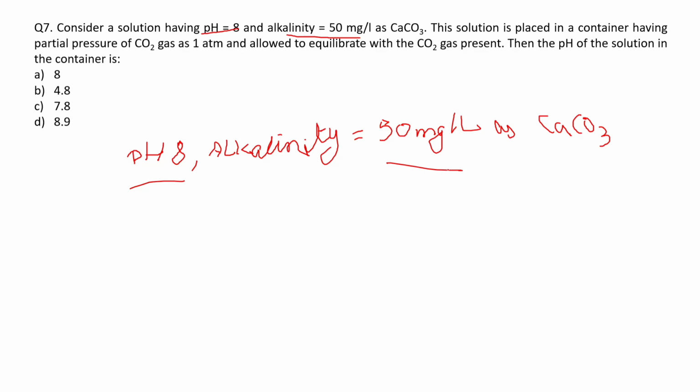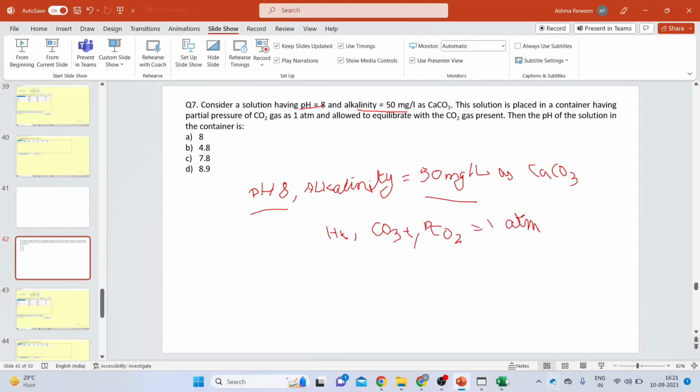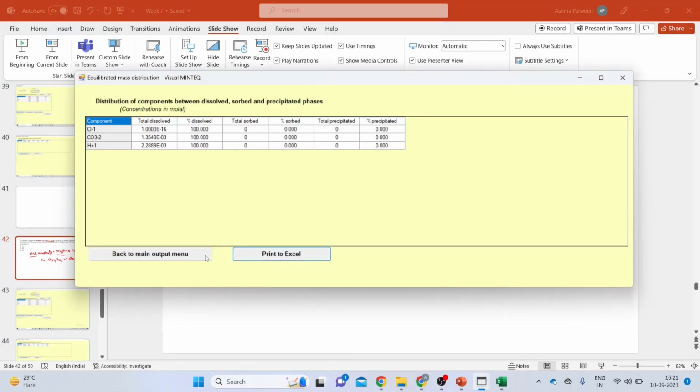And again, by getting the concentration of the total H plus, total H and total CO3, and also by adding gas CO2, partial pressure of CO2 as 1 atm, again we will run the mintake and we will find out what is the pH of the system. So let's go to Visual MINTEQ. So let's go back.